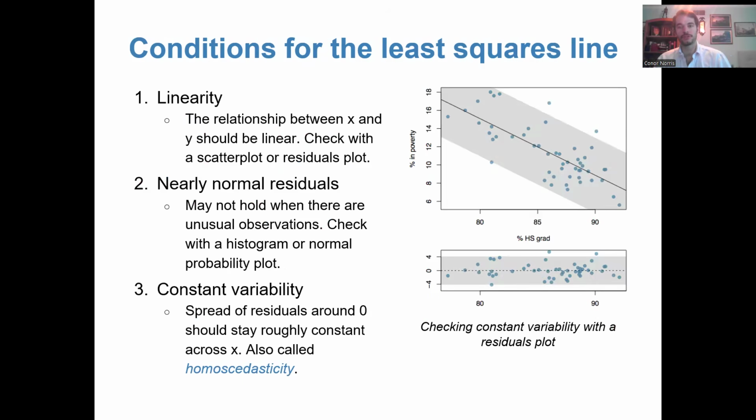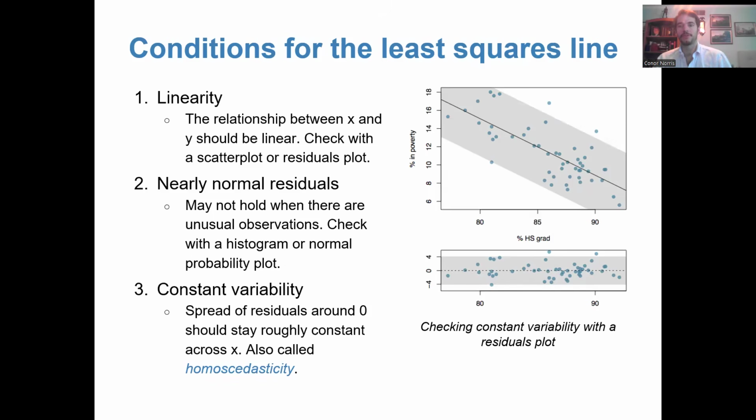So before we trust a least squares line, three conditions should roughly hold. First, we need linearity. The relationship between x and y should actually be linear. We can check this with a scatter plot or with a residuals plot. Second, we need nearly normal residuals. Now, this may not hold perfectly when there are unusual observations that don't follow the trend or the rest of the data, but we can check this with a histogram or normal probability plot.